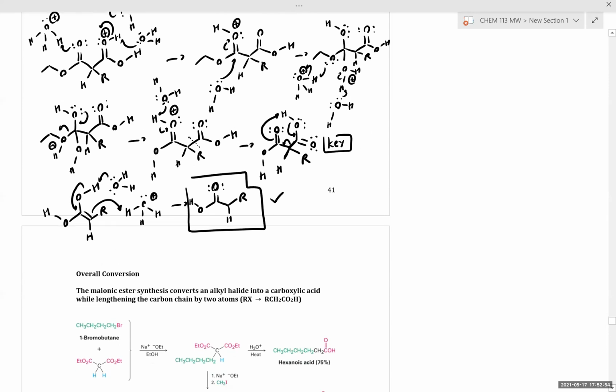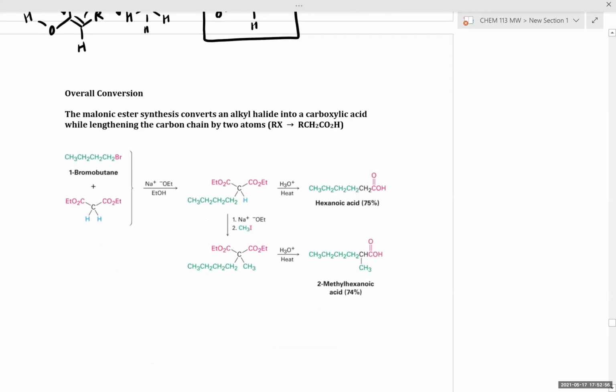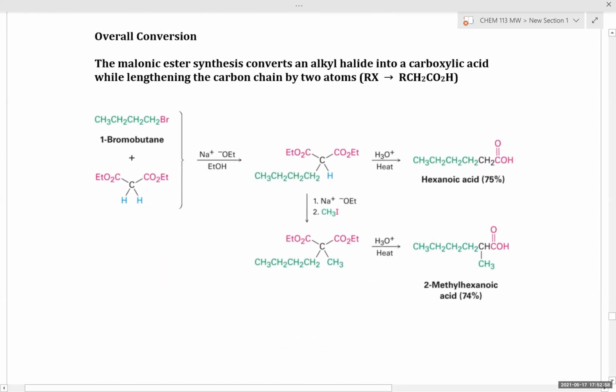So in terms of the overall conversion in the malonic ester synthesis, it's used to convert an alkyl halide into a carboxylic acid. And interestingly enough, it can be used to prepare highly substituted carboxylic acids as well as beta ketoester derivatives. So it's quite a useful reaction.